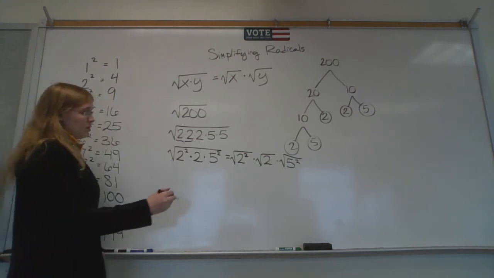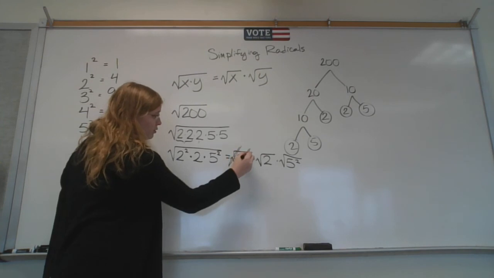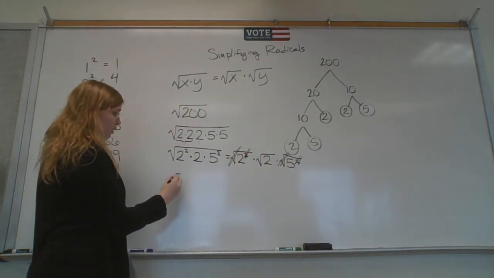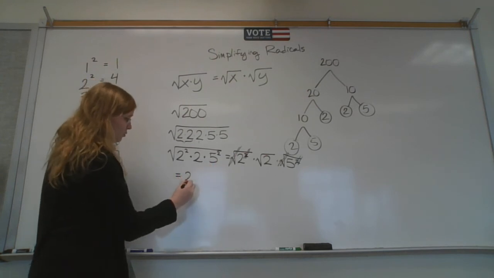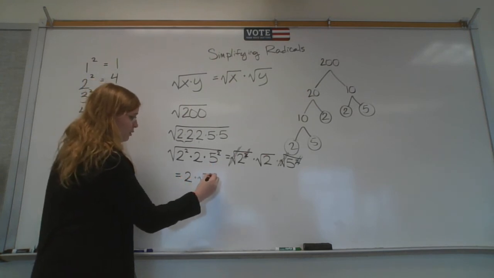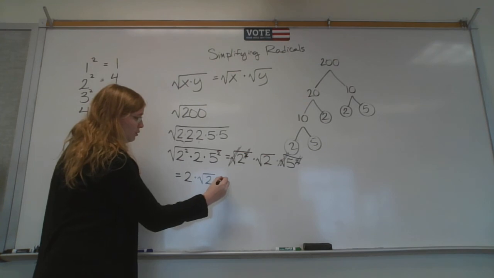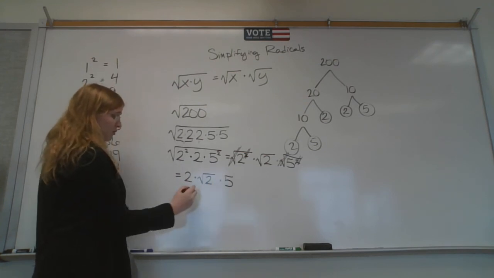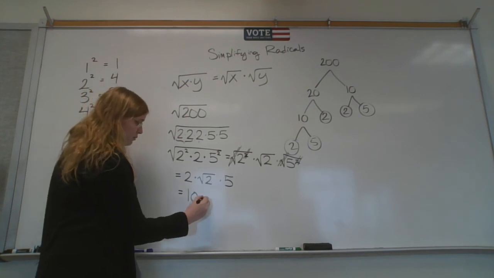Cancel my square roots and squares. What I end up with is 2 times square root of 2 times 5. 2 times 5 is 10, so 10 root 2.